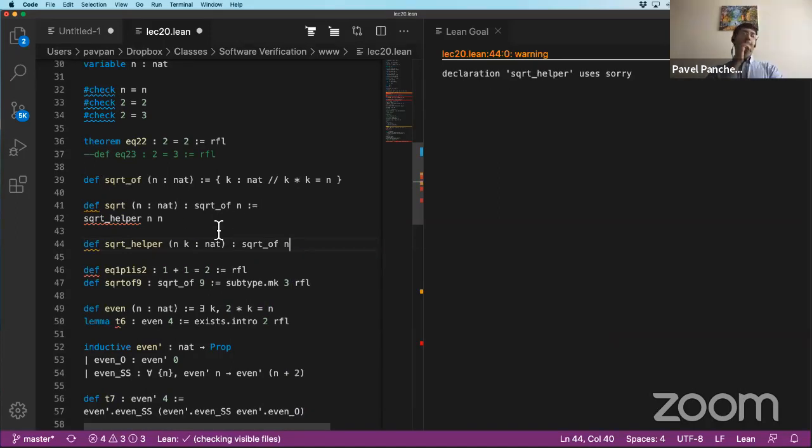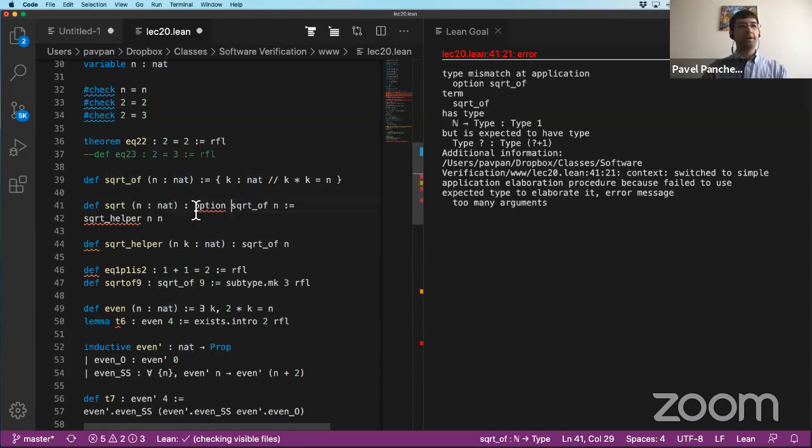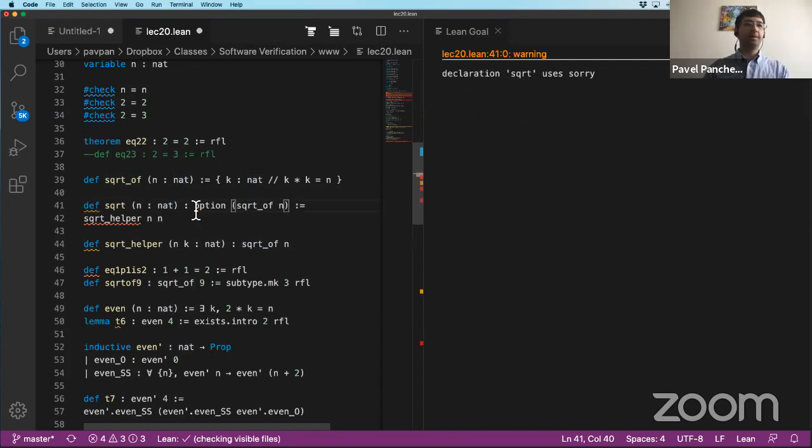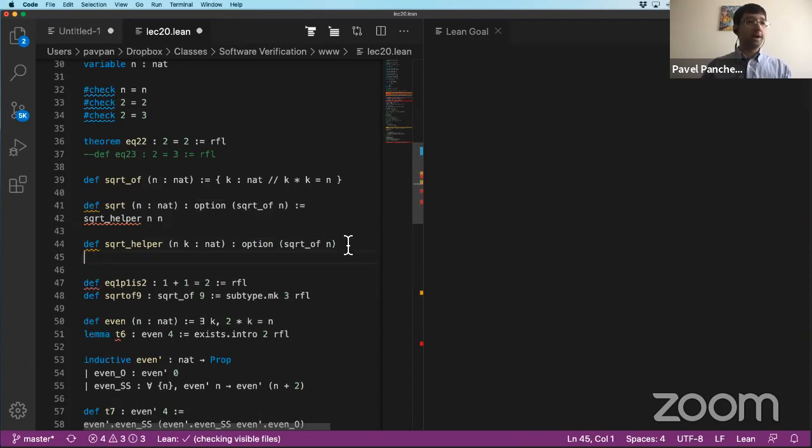Now, if you think about it, in the natural numbers, not every number has a square root. So I'm actually going to have to refine this type signature to tell me that it'll either return a square root of n, or it'll just complain that no such thing exists. So that's what Option does here. So how will this sort of thing work?